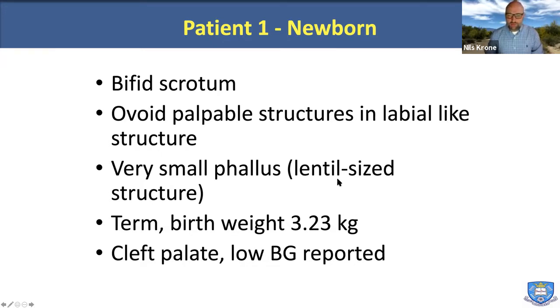This is something in medicine where I believe we're not very good at having objective criteria, because I have no idea what a lentil or a pea or whatever is. I'm going to come to this in a second. It might be useful to have some quantification. Then normal birth parameters, a cleft palate, and low blood sugar reported.